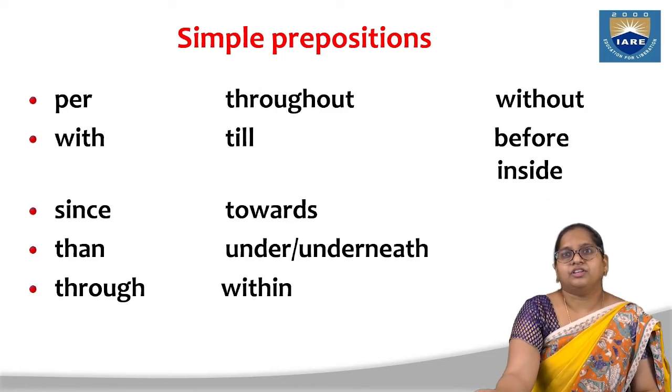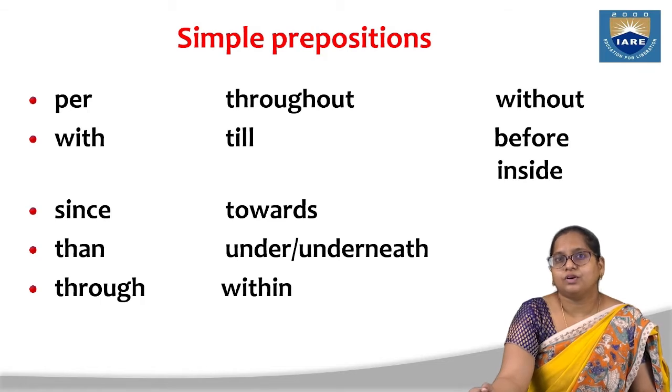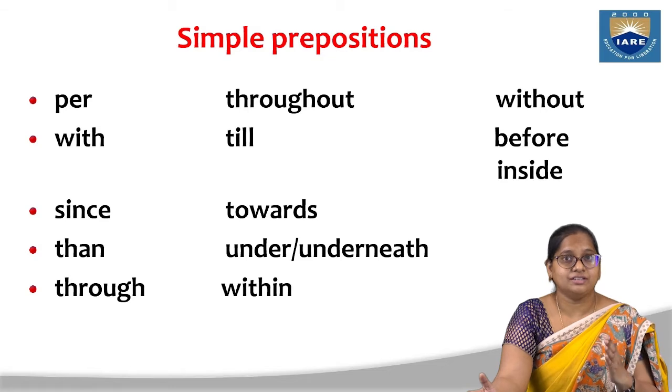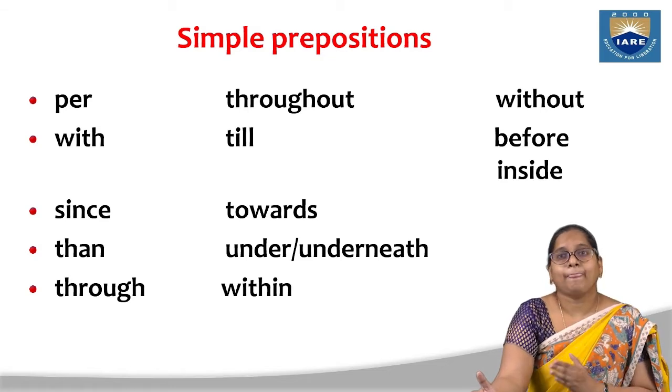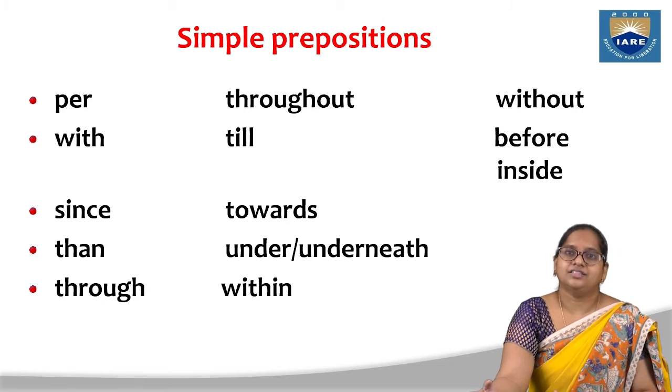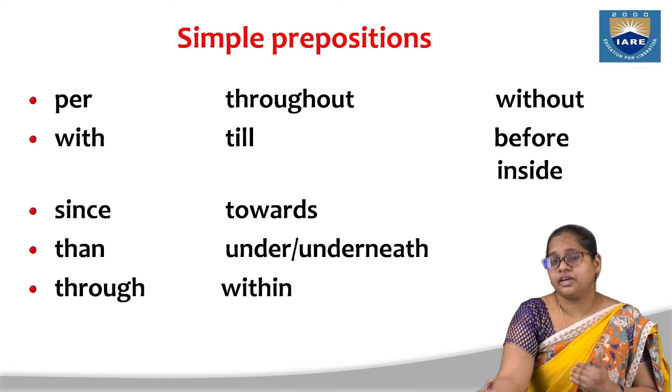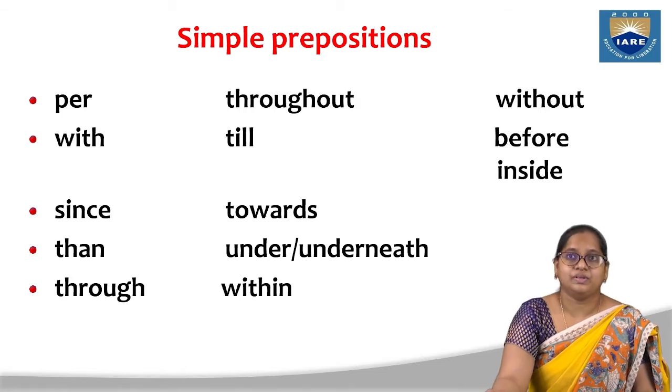And some more examples for these simple prepositions are per, with, throughout, till, without, before, inside, towards, since, than, through, underneath, within. These are all again simple prepositions for you. And not only that, which all we have discussed earlier are simple prepositions, but also these are another set. Again, you can make use of all these prepositions and connect n number of sentences and n number of ideas by using these ways.